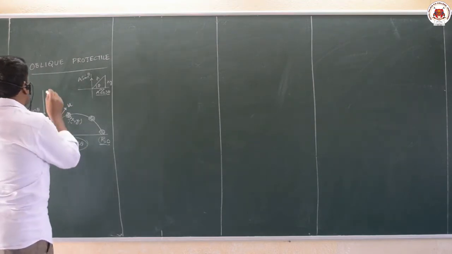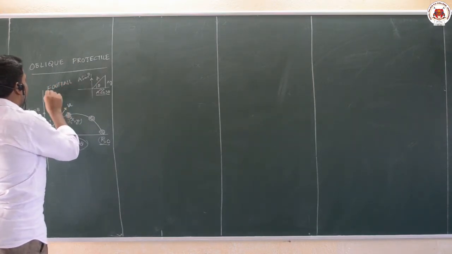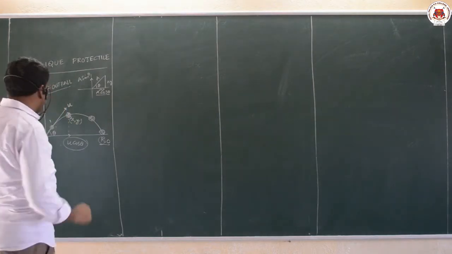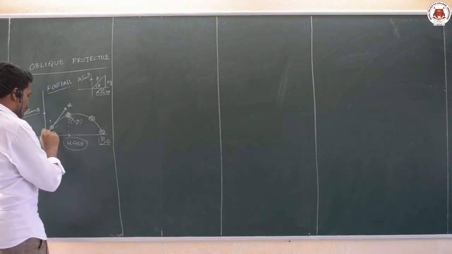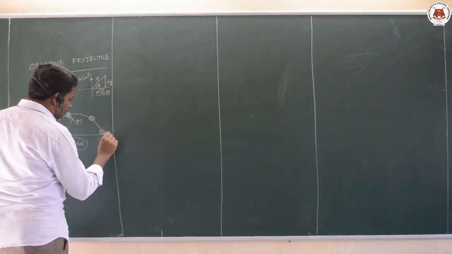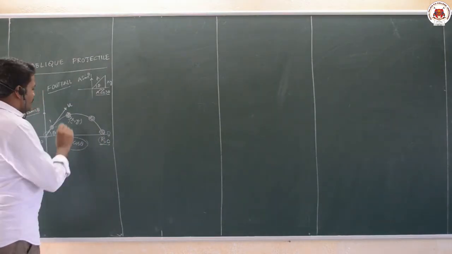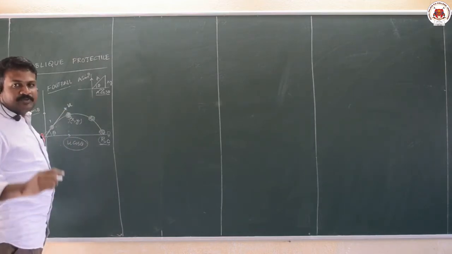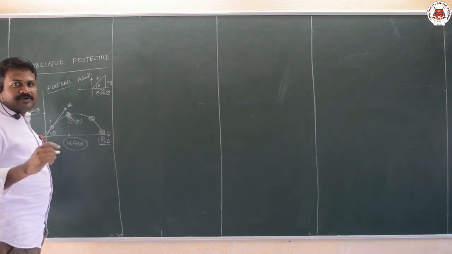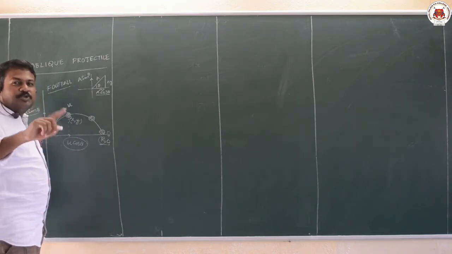Examples for projectiles are a football hit by one player to another player, a cricket ball thrown from one player to another player. So here one player is throwing the ball and another player is catching. These are all examples of projectile motion. For easy understanding and for easy solving of problems, the projectile motion can be split into two parts.